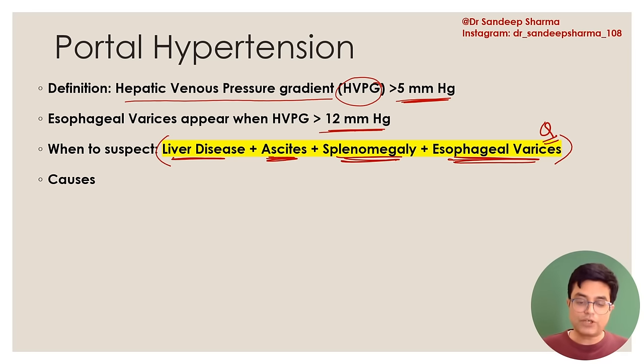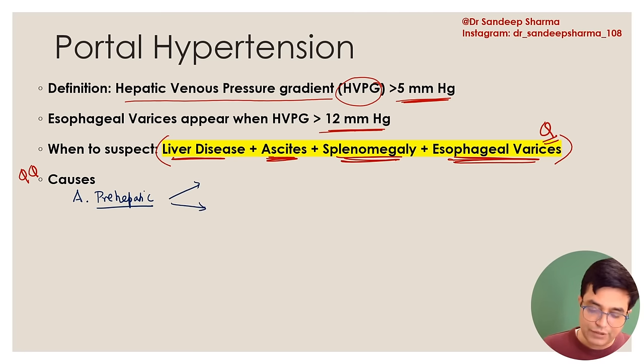Now, what are the causes of portal hypertension? On causes, MCQs have been asked two times in the FMG paper. I will show one of the questions to you also. So let us write down the causes. The causes of portal hypertension can be divided into three parts: prehepatic, hepatic and posthepatic. So first we have the prehepatic causes. Only three are important.